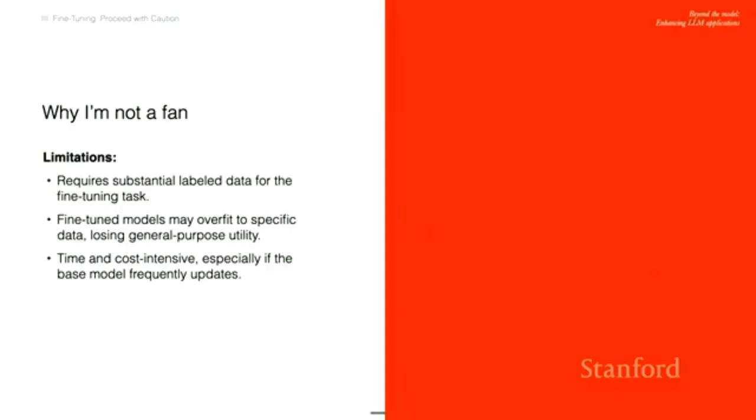Fine-tuned models may also overfit to specific data. We're going to see a funny example actually. Losing their general purpose utility. So you might fine-tune a model, and actually when someone asks a pretty generic question, it doesn't do well anymore. It might do well on your task, so it might be relevant or not. And then it's time and cost intensive. That's my main problem.